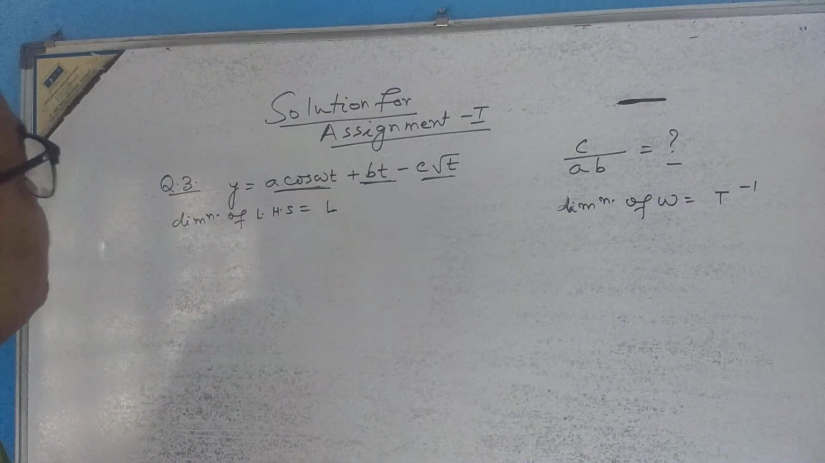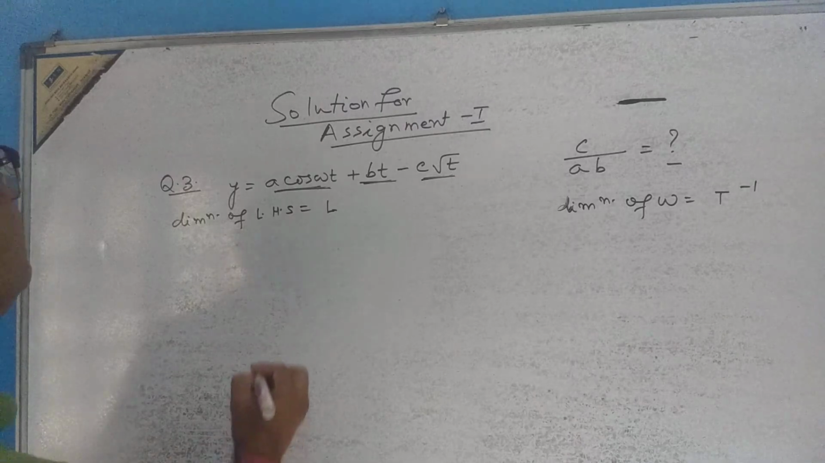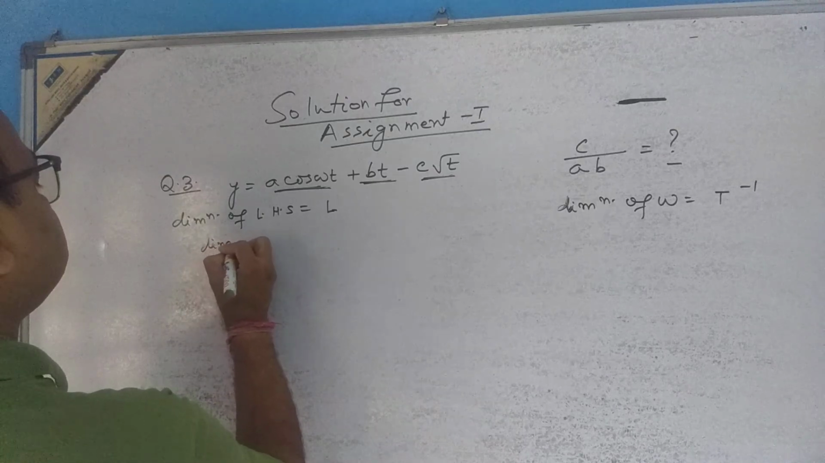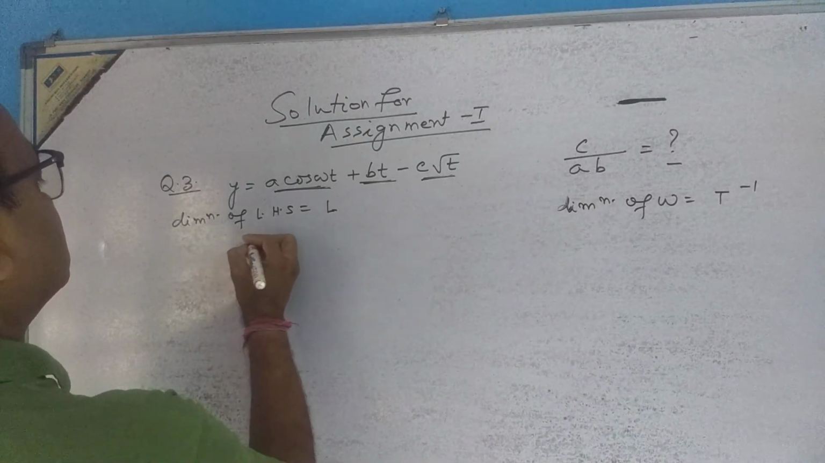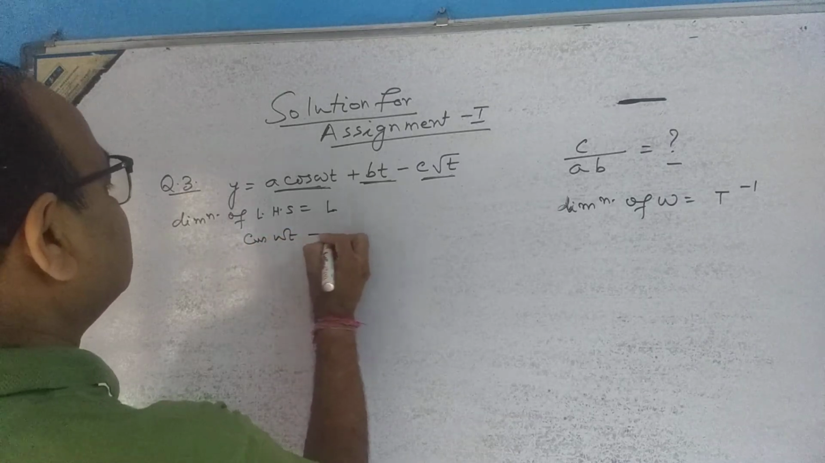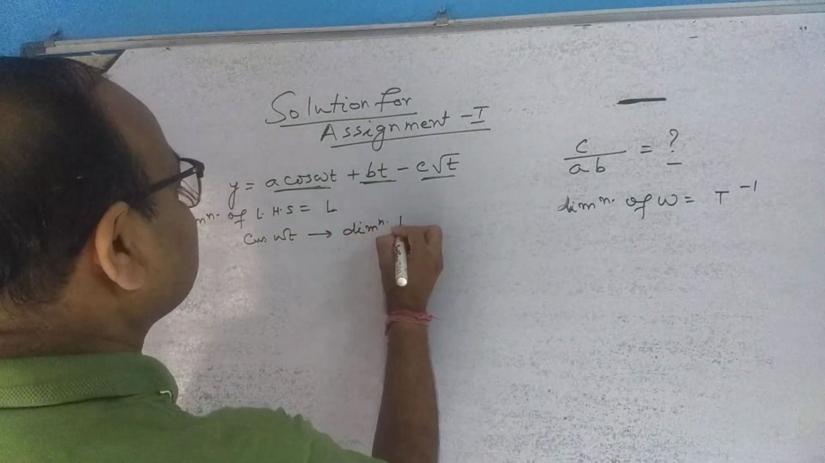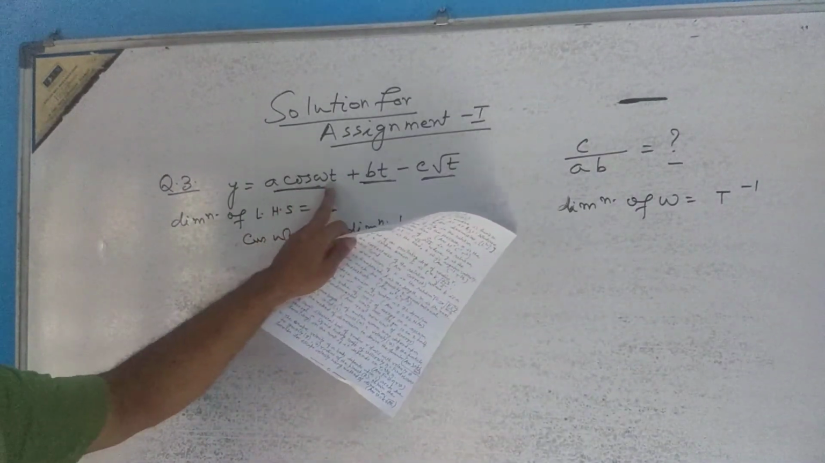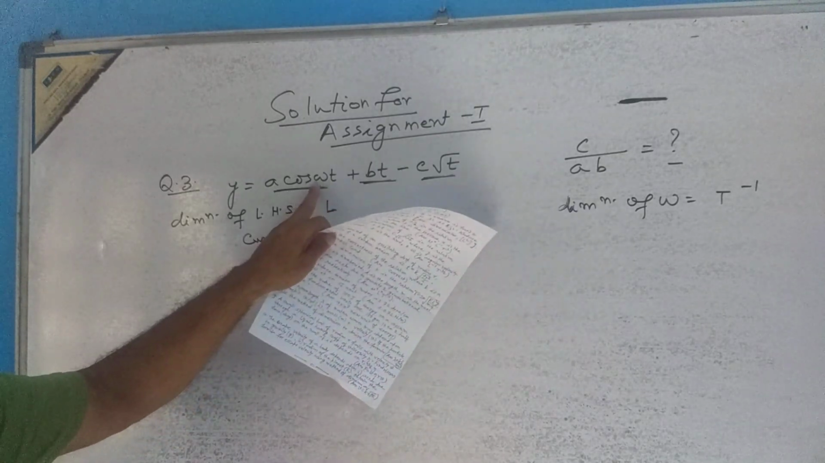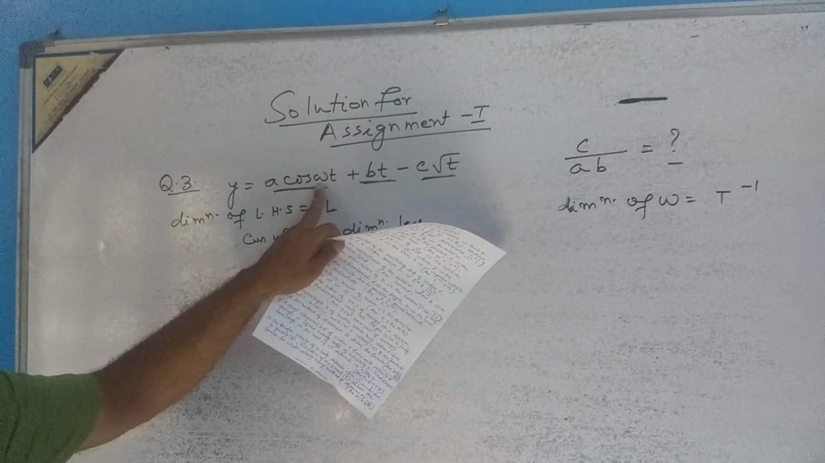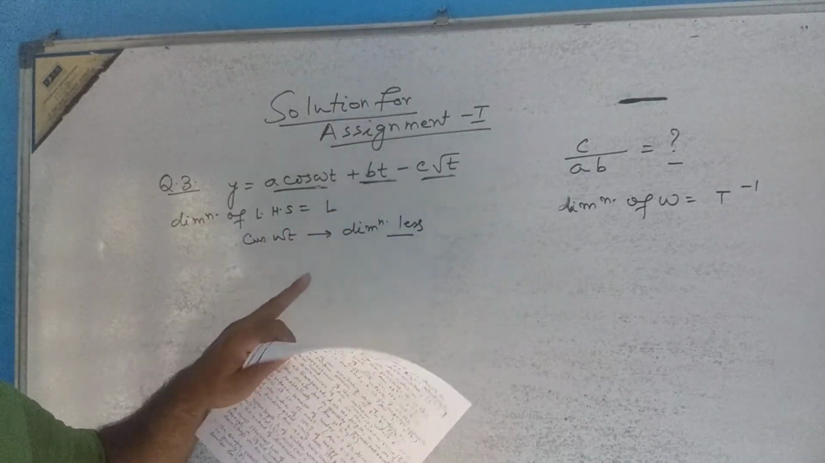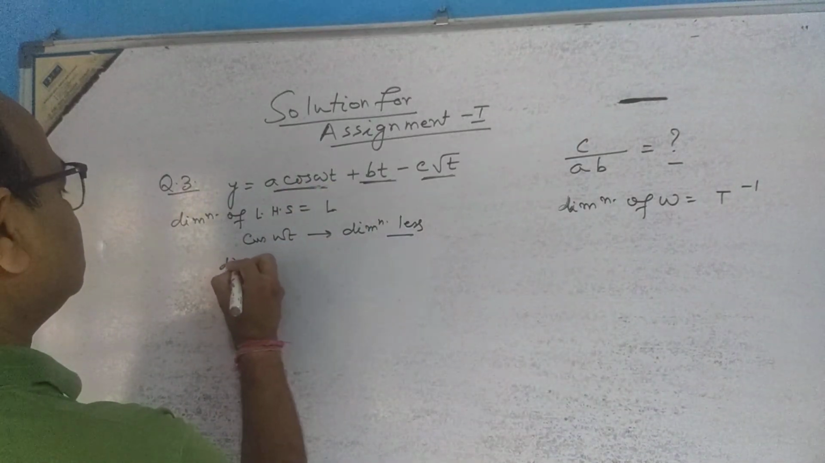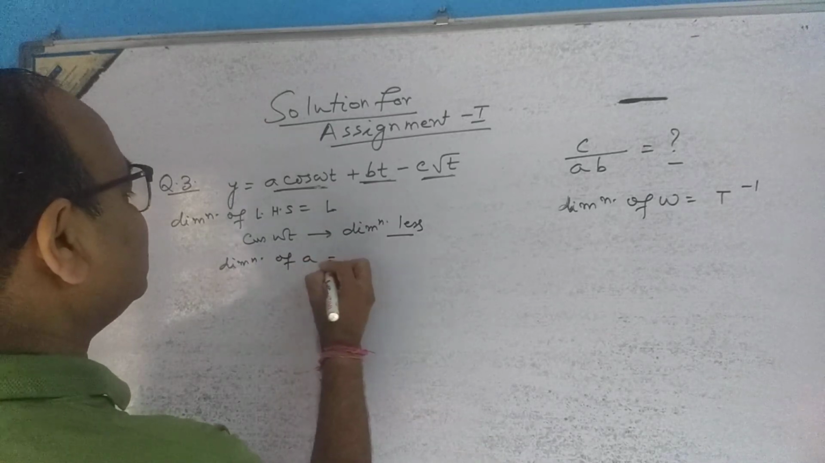Then how is it possible? Definitely, cos omega t is always dimensionless, because it is an angle. Moreover, this omega t will be dimensionless: omega is T to the power minus 1 and the dimension of t is capital T. So it is dimensionless, and the dimension of A is L.